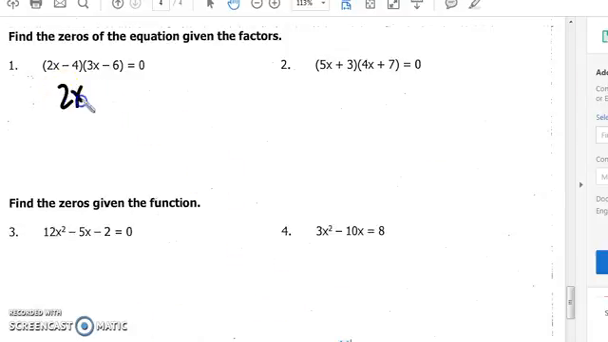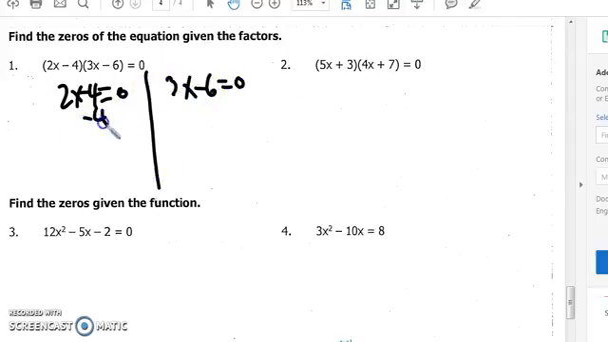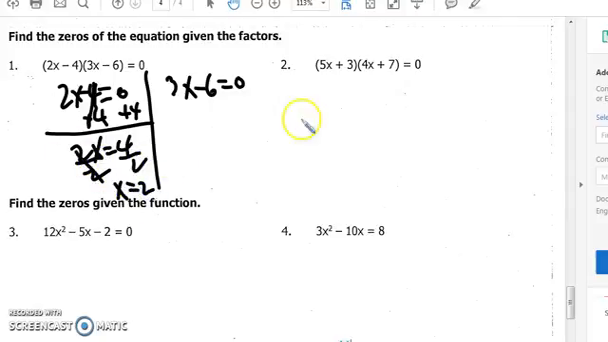So 2x minus 4 equals 0. 3x minus 6 equals 0. Plus 4 on each side. 2x equals 4, divided by 2. x is 2. That's the first value. And the second one is plus 6.